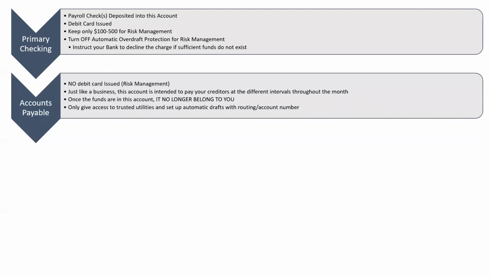Only give access to trusted utilities and set up automatic drafts with the routing and account number. Again, I have 5 or 6 entities that I have a high degree of trust with, that I give my routing and account number for accounts payable. And of course, if they get hacked, obviously I would have to shut this account down entirely and get a new account. That's not something I would want to do, because having worked in the banking industry, I just know that usually once you get a checking account or a savings account, you usually have it for your entire life, provided you're at that same financial institution.